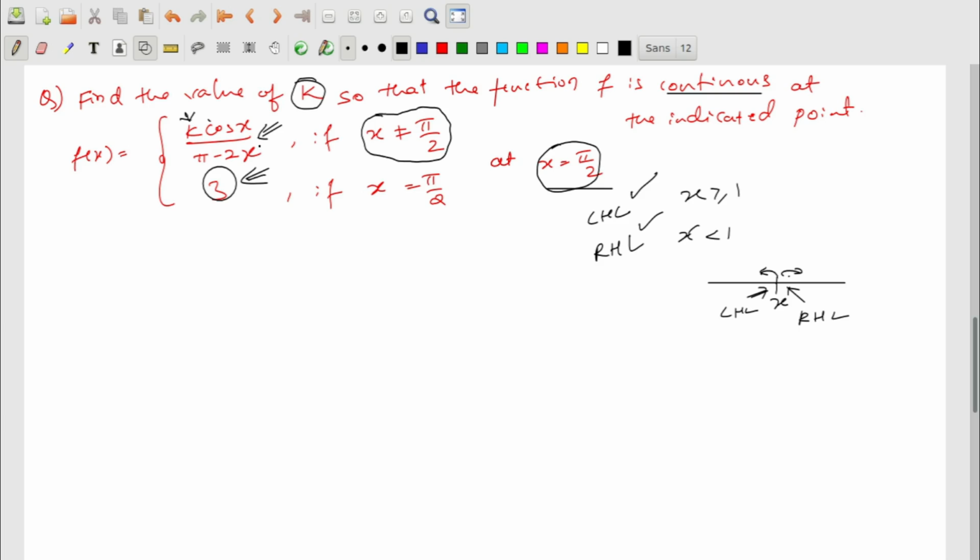Fine. So again, LHL and RHL are not required. Directly you can take limit x tends to pi by 2, f of x is equal to f of pi by 2. Don't take LHL and RHL, directly you take limit x tends to pi by 2, right? What is x tends to pi by 2? Either it is greater than pi by 2 or less than pi by 2. So now let me find this LHS separately.